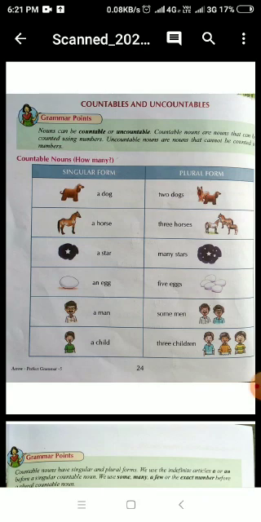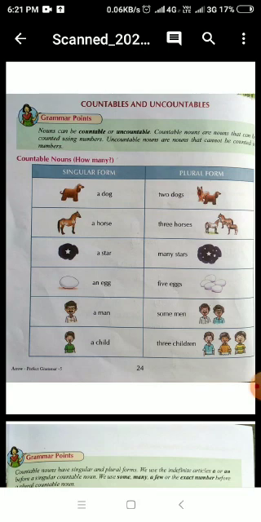So one more thing, students, we use how many when we have to ask a question for a countable noun. For example, you have 3 pens. If I have to ask how many pens you have, what will I use? I will use how many. So how many is used for countable nouns. You remember this. Now students, countable nouns have singular and plural forms.